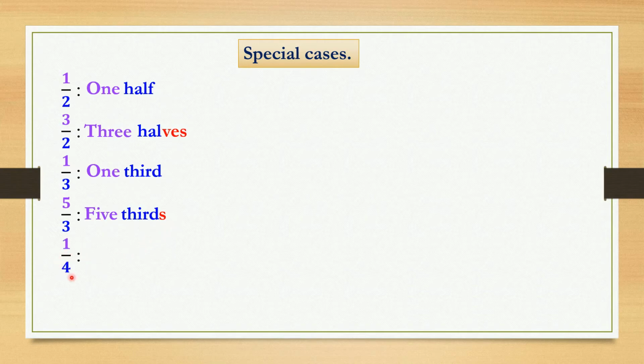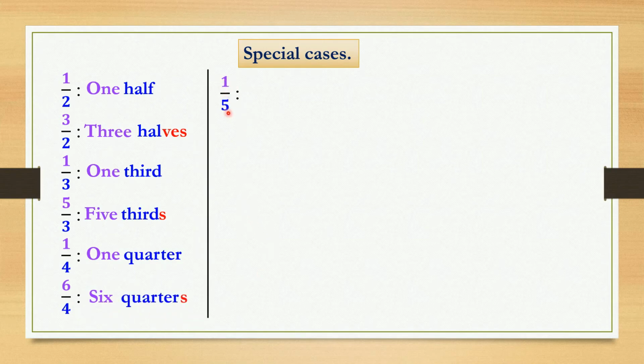If the denominator is 4, we read it quarter, and the fraction is one quarter. In this fraction, the numerator is greater than 2, so we need to write the plural of quarter, which is quarters, we add s. And the fraction is six quarters.